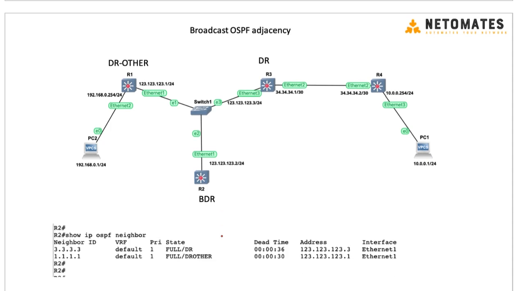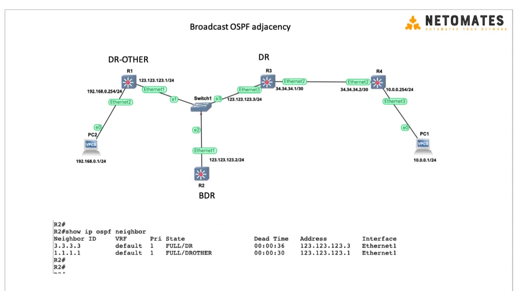So let's verify the same from R2's perspective. If you go to R2, we can see two neighbors, one to R1 and one to R3. R3 we have seen is the DR. Okay, it is matching. And what is R1 in this topology? It is DR other, because it's not DR and it's not BDR, so it is DR other.